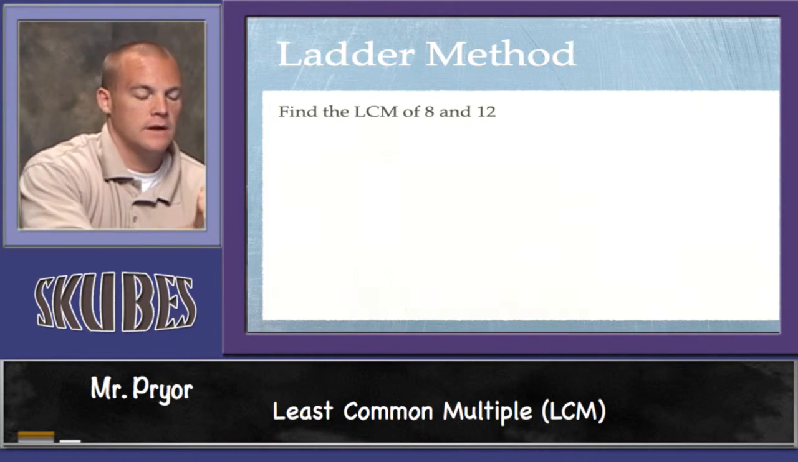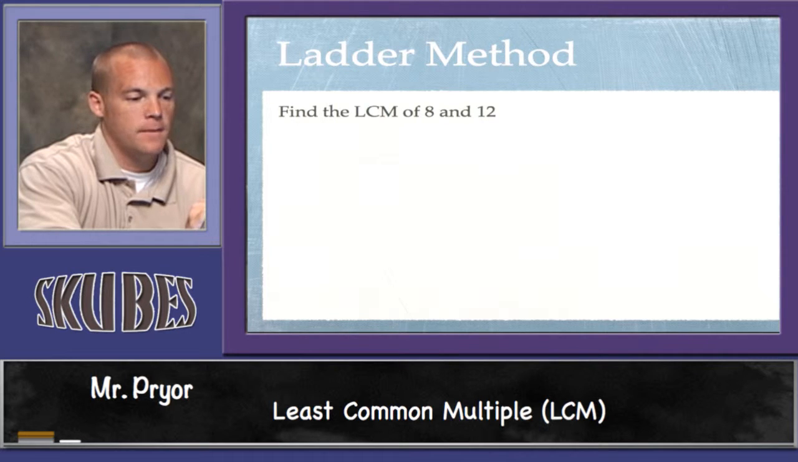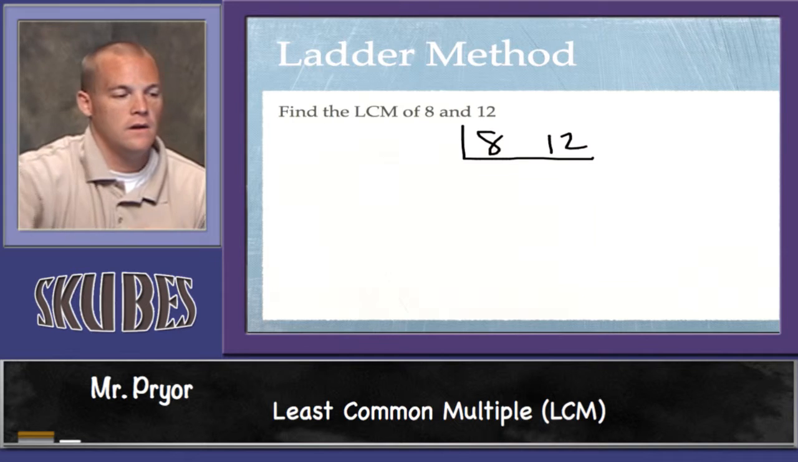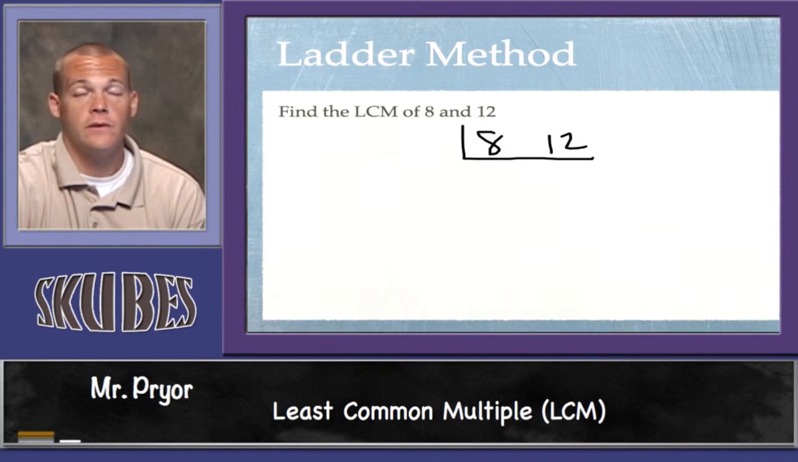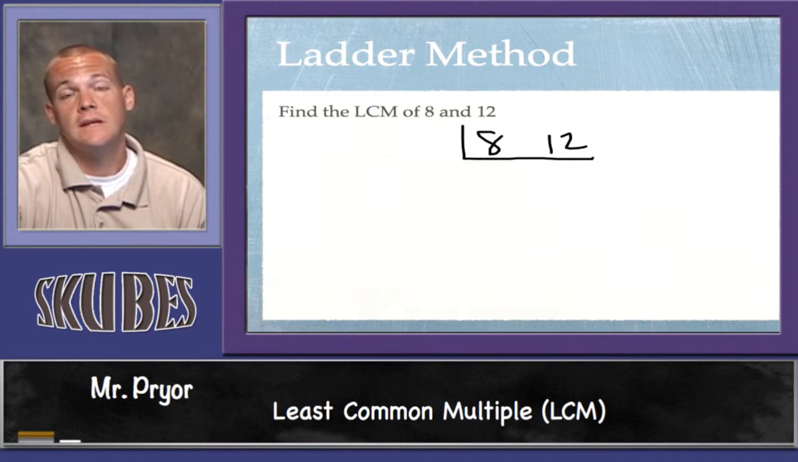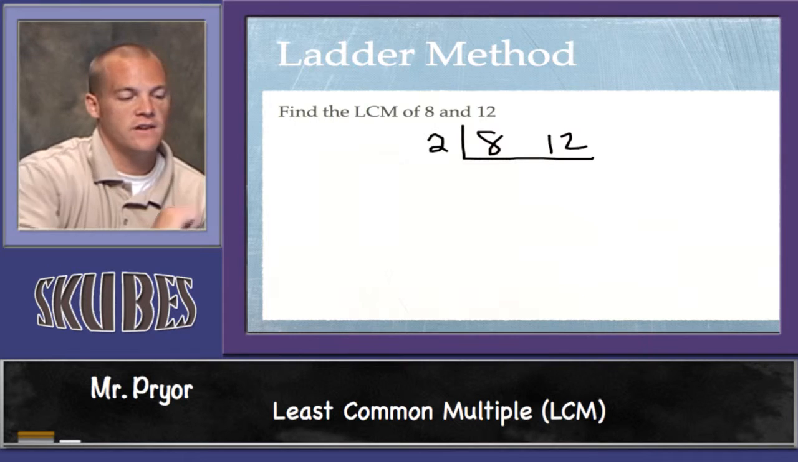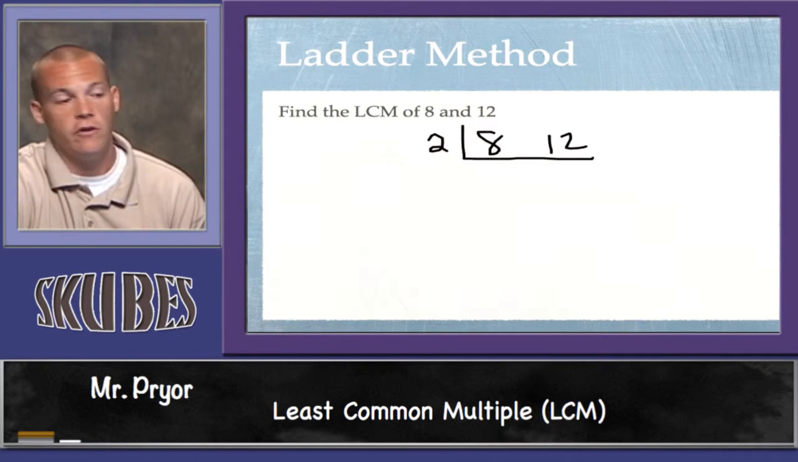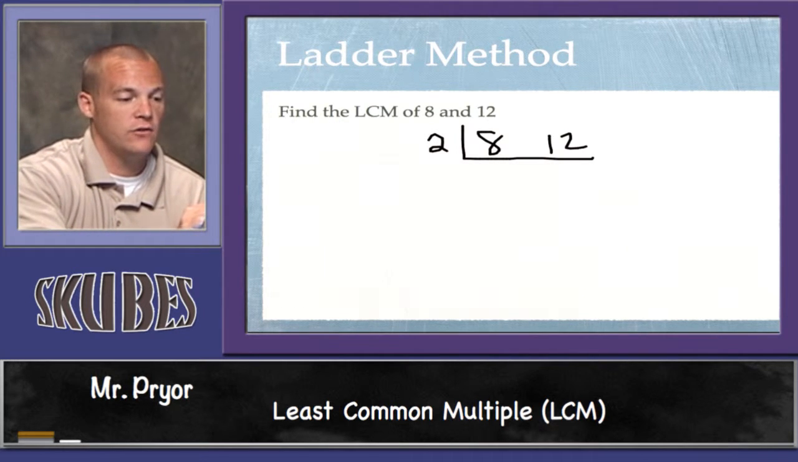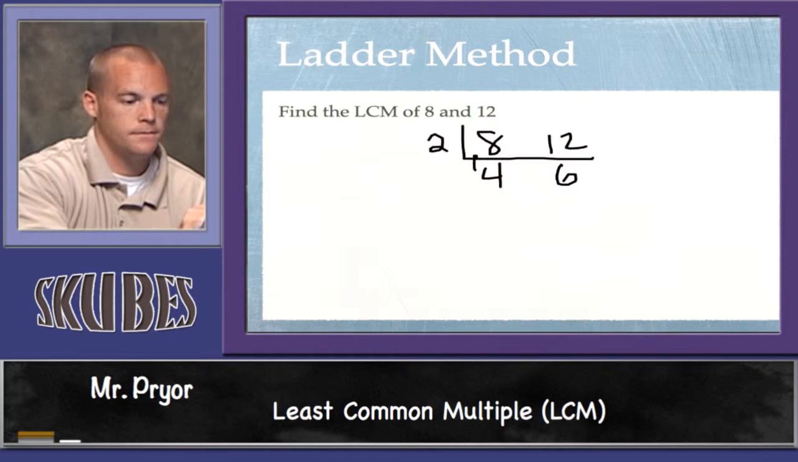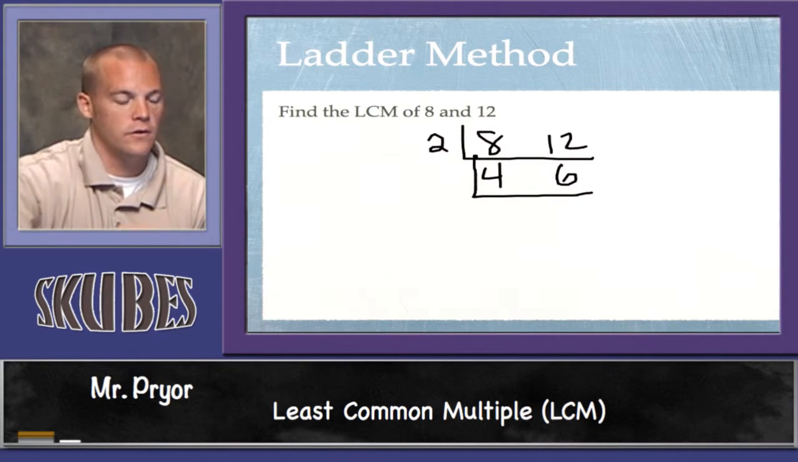8 and 12, okay? So let's go ahead and set up our ladder. We have 8 and 12 that we're going to work with here. And just like I mentioned before, you're looking for a number that divides into 8 and 12 evenly. So again, I would just stick with the lowest number unless you know one that's larger. In this case, we're just going to stick with 2. Could you use 4? Sure, you could use 4. But for right now, let's use 2. 2 goes into 8 4 times, and 2 goes into 12 6 times. All right. We'll enclose that.